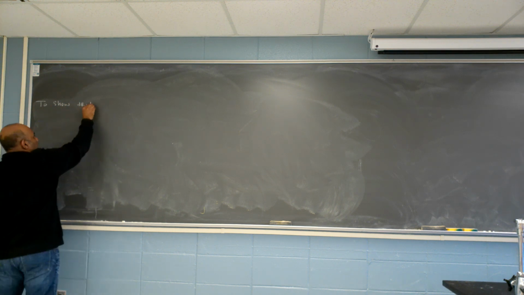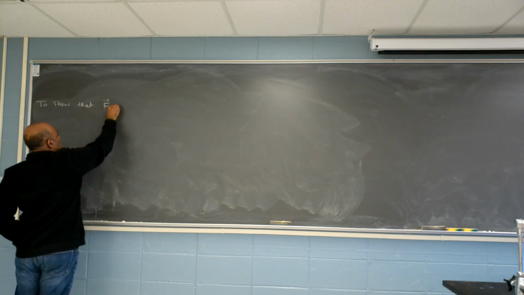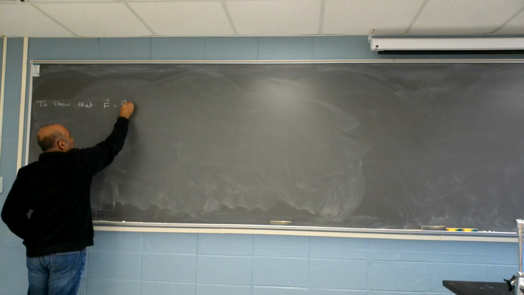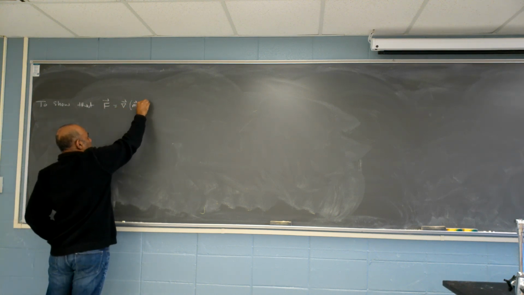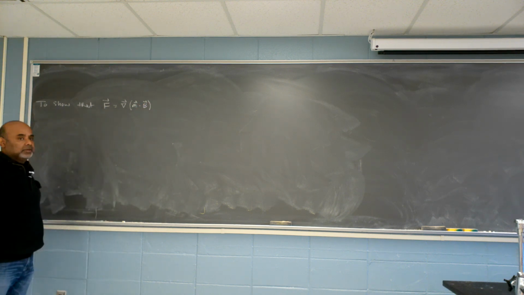So the slide's gone. What we're trying to do is to show that F is equal to gradient of m dot B. This is the force on the magnetic dipole. I told you we'll be using some of the techniques.